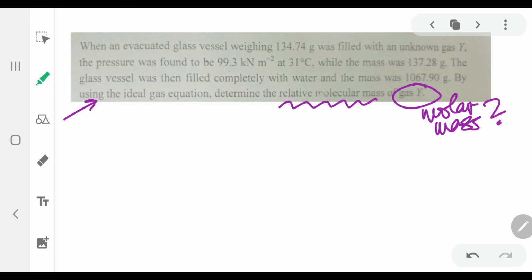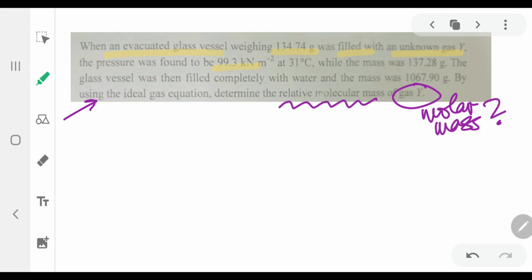So when you look at the top over here, it says when an evacuated glass vessel with this mass over here, and then you're going to fill that with unknown gas Y, you're going to get a pressure of this. Okay, so I'm going to stop right there for now. So let's go back to the very beginning.